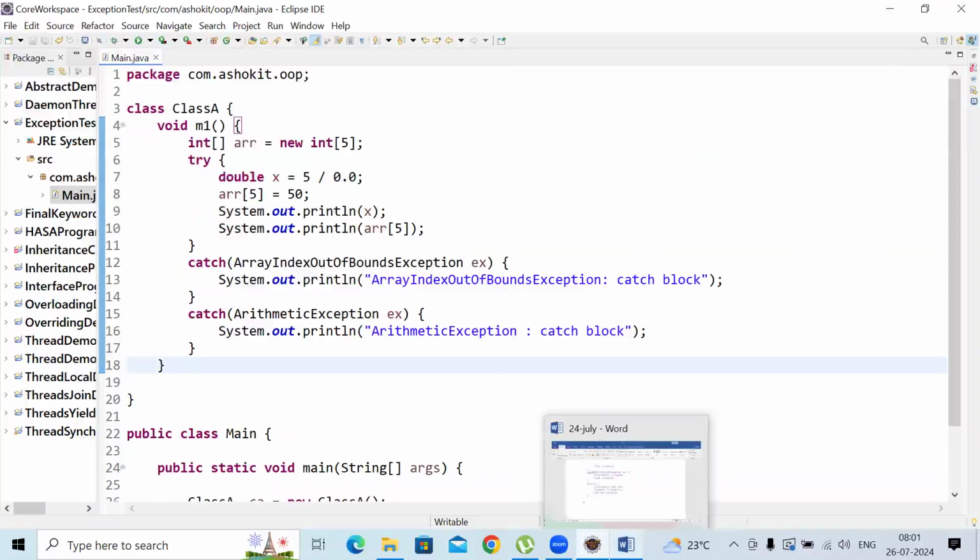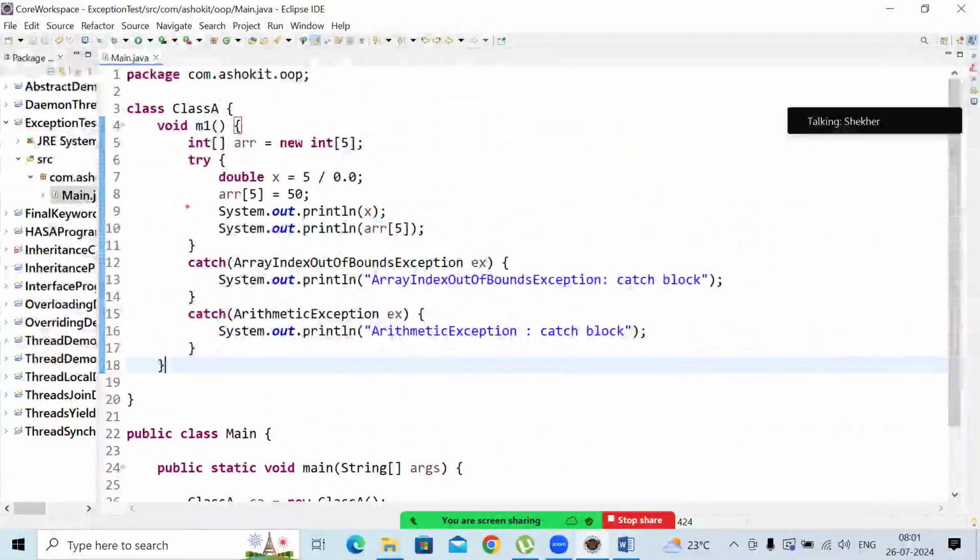Sir, but what about that infinity? It will not work. Here, when you executed the program, only the array index out of bounds exception came. The infinity answer is not there. I told you yesterday, that's why, with a diagram also.